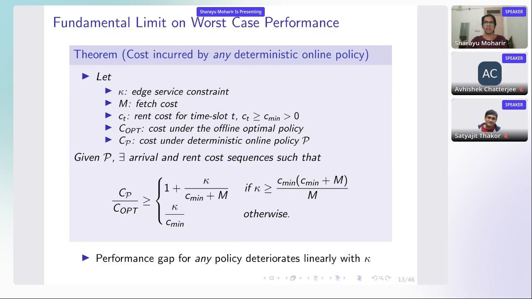So the idea here is, since the policies we consider are deterministic, we can predict how they behave for an input sequence. And the key step in proving this bound is to construct a bad sequence for each policy. So you give me your policy P, I will construct a bad sequence for this policy P, such that the performance of policy P is at least this much worse than the performance of the optimal policy.